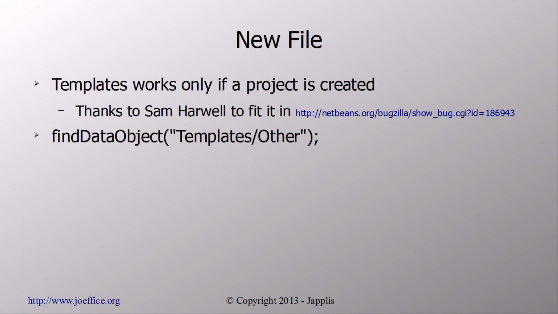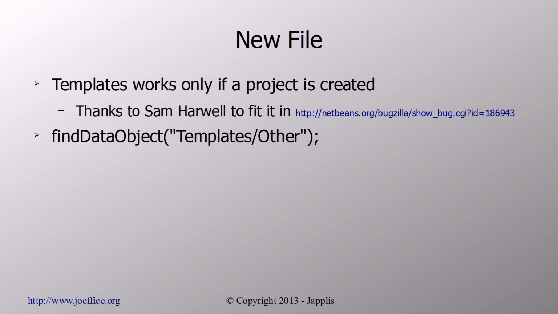So in NetBeans you have new if you're in the NetBeans IDE, but you always need to have a project, and it's the same thing if you're using the NetBeans platform. At the moment you can only use the new action within a project context. When you're using an office you don't want to create first a project then a new file. There was already a bug filed, and I'd like to thank Sam Howell for fixing it.